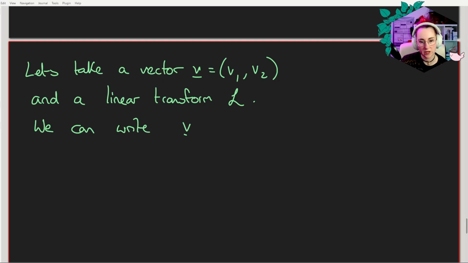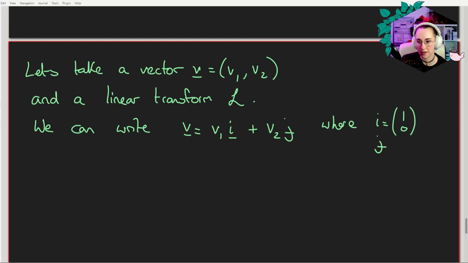Remember that we can write v as the first element of v times i plus v2 times j, where i is (1, 0) and j is (0, 1). And if we were in 3D, it would be plus v3 times k, where k is (0, 0, 1), okay?